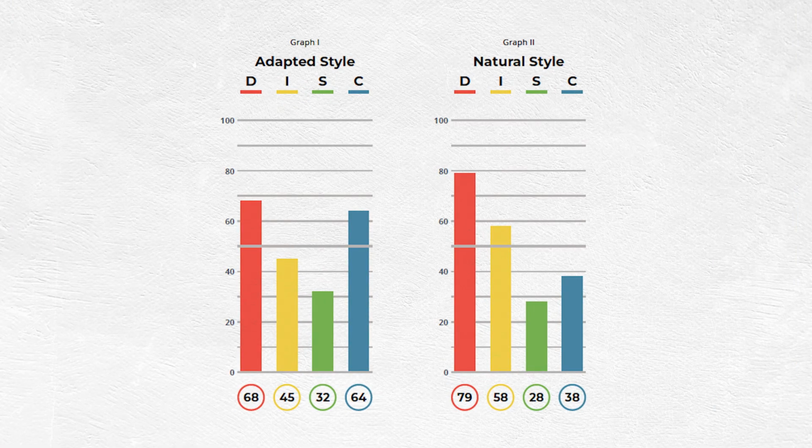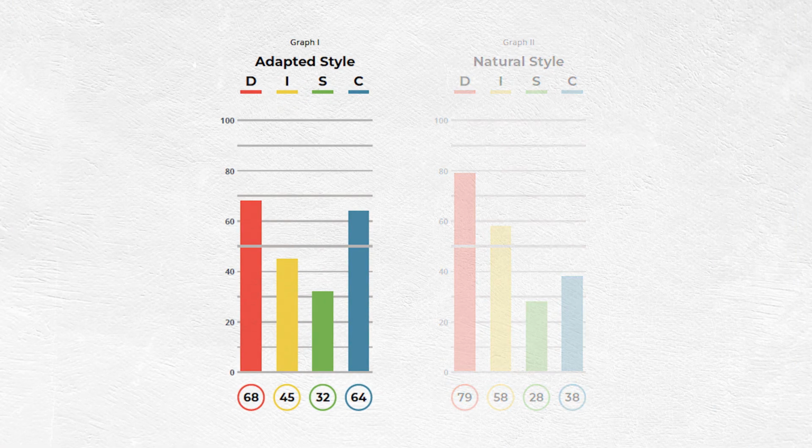So how about yours? Let's take a deeper look at your graphs and how to read them. Start with the adapted style, the graphs on the left. Again, this is you adapting to the world. You will see the 4 colors here representing you, labeled with both the color and the associated DISC notation. The vertical axis is a percentage with each bar corresponding to it. So for this person, they have 68% red or D behaviors in their adapted style.